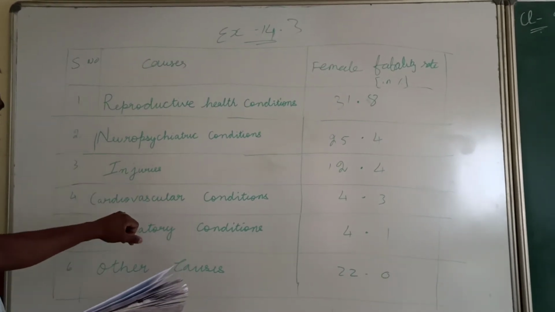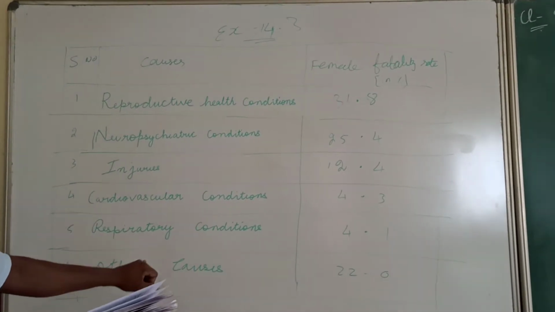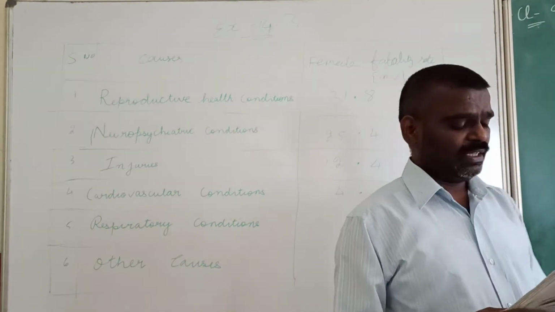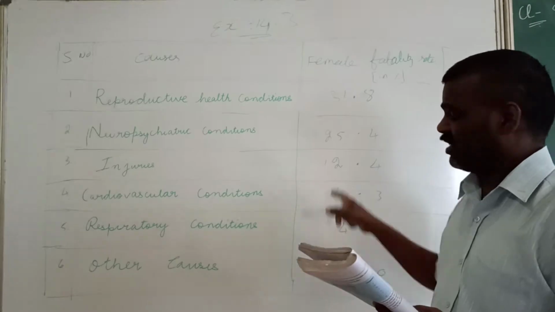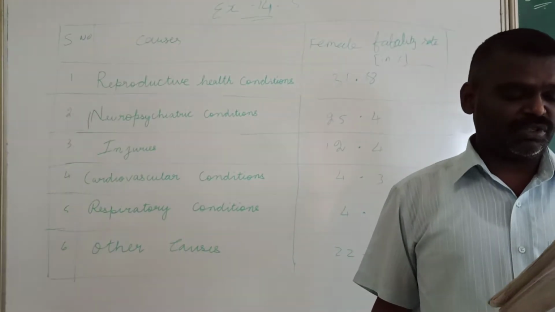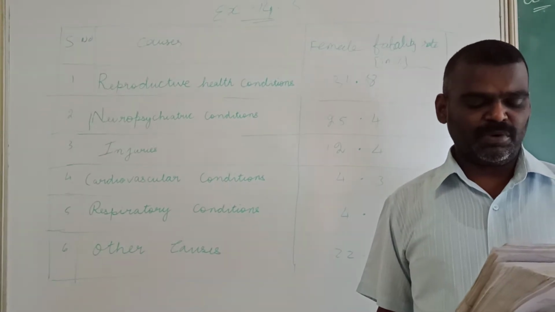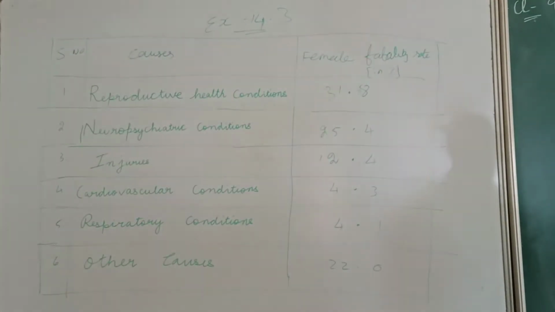Neuropsychiatric condition. Injuries. Cardiovascular condition. Respiratory condition. And other causes. Okay. Now the data are given. We are going to use this data and represent it graphically. Remember the information about graphically. Okay. Now come to the board here.